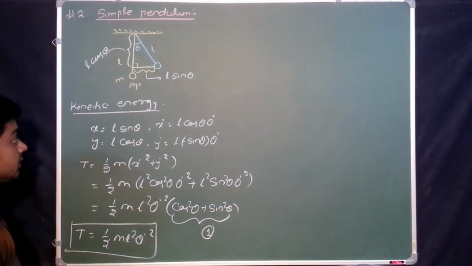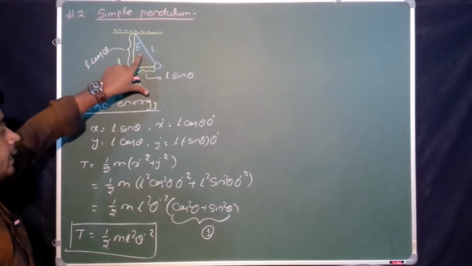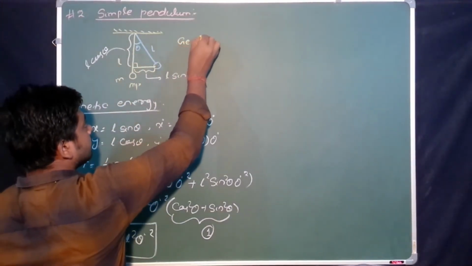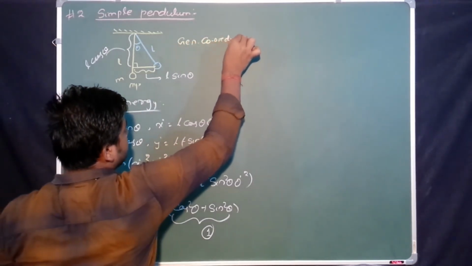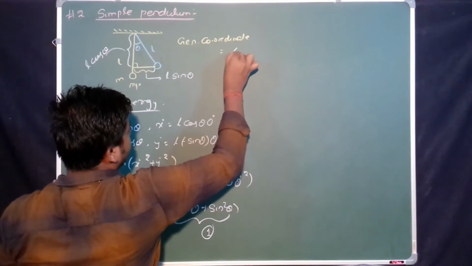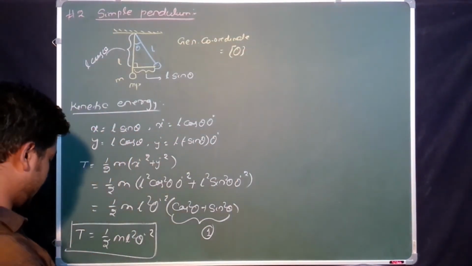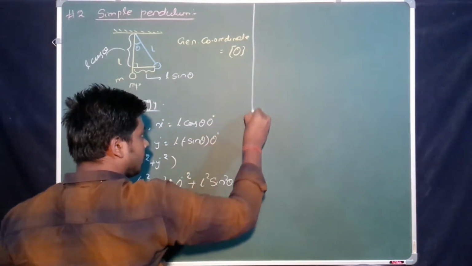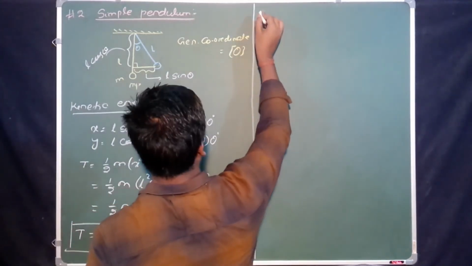And just see here, L is a constant. Yes or no? Only theta is varying. So here you can write the generalized coordinate is theta. Yes or no? Then we got the kinetic energy term. Then we have to find the potential energy term.